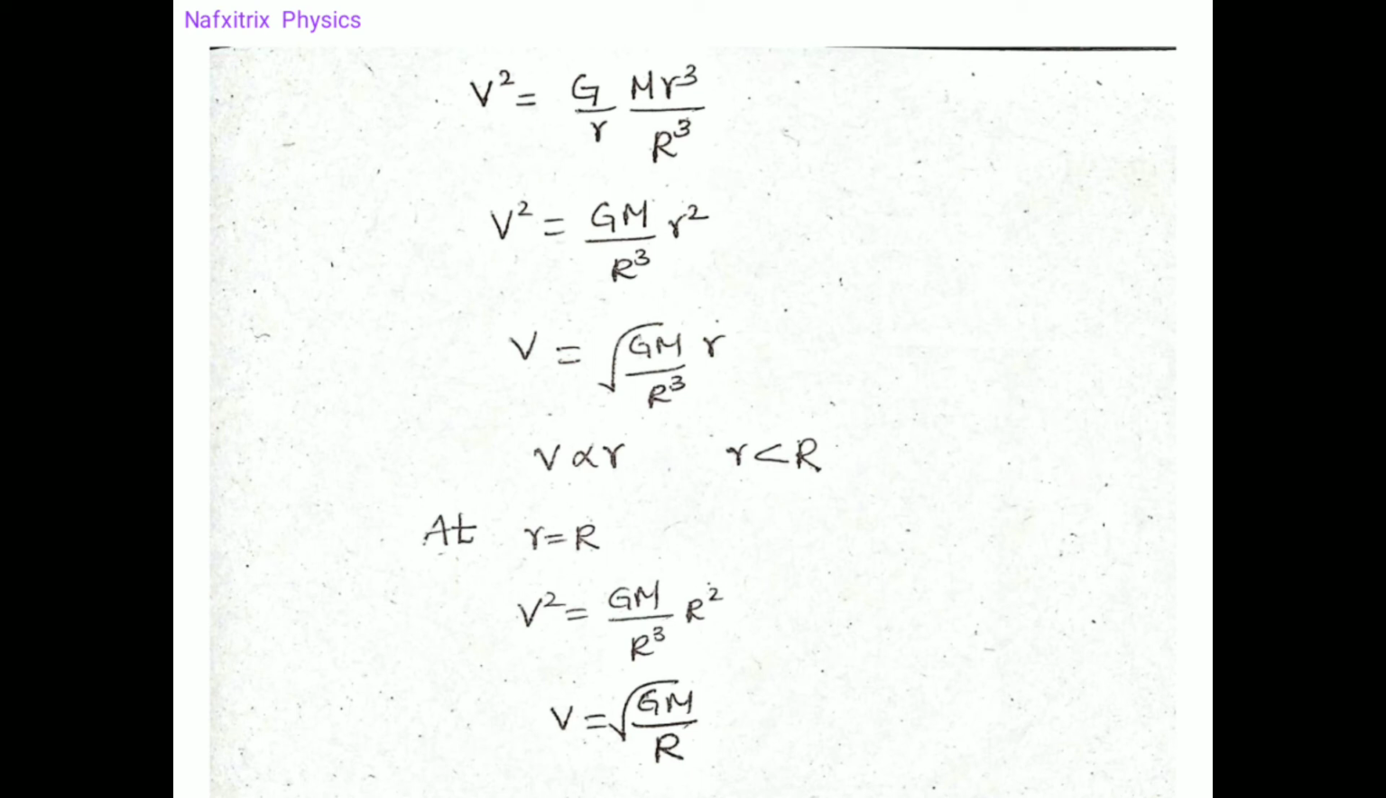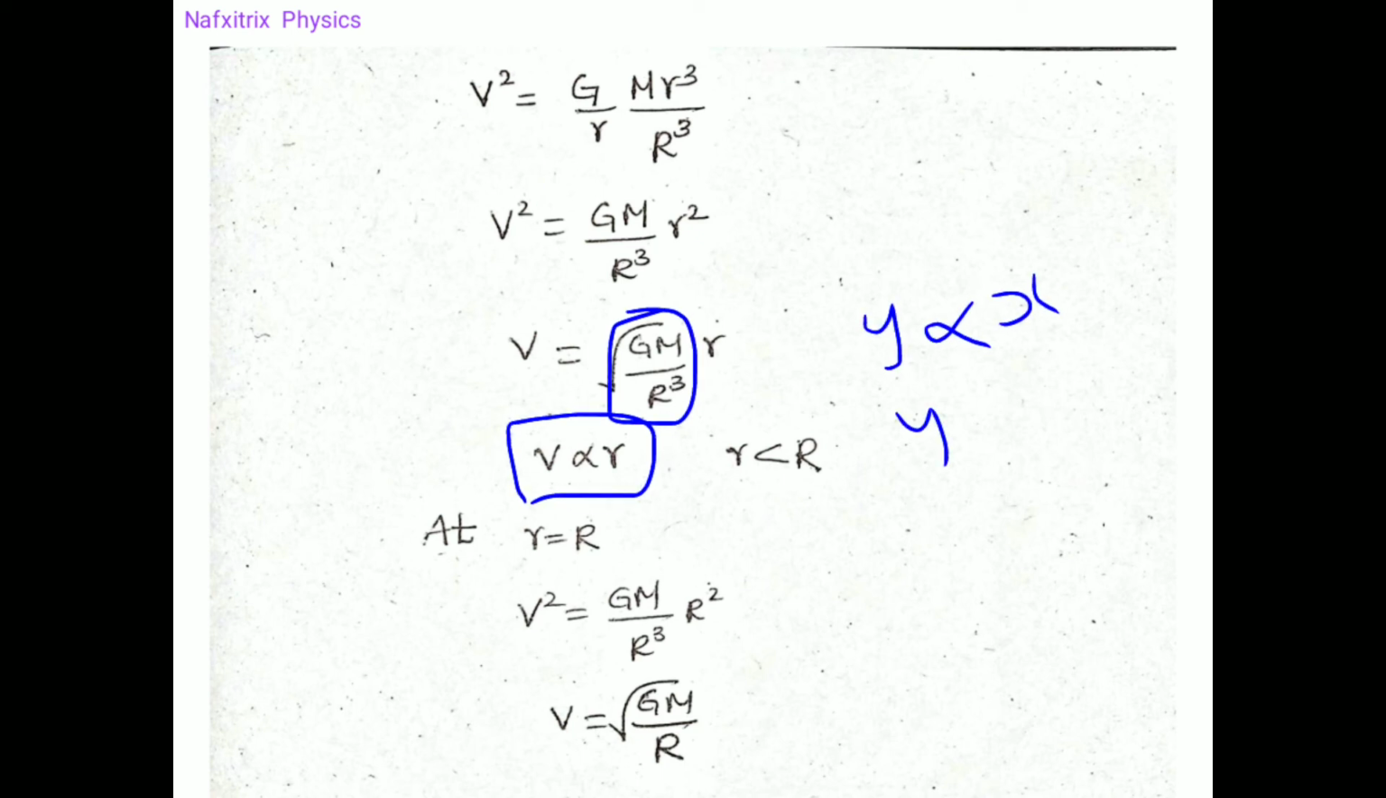That means here G M by R cube is almost a constant: gravitational constant, mass of the galaxy, radius of the galaxy. And overall we can see that v is directly proportional to r, just like y is directly proportional to x, that is y equals m x, which is an equation of a straight line passing through the origin. So here when small r is less than capital R, we have this condition, and so we would have a straight line for this condition.